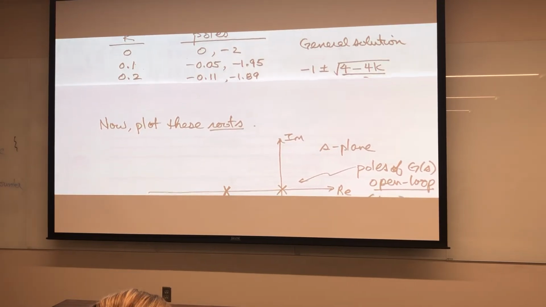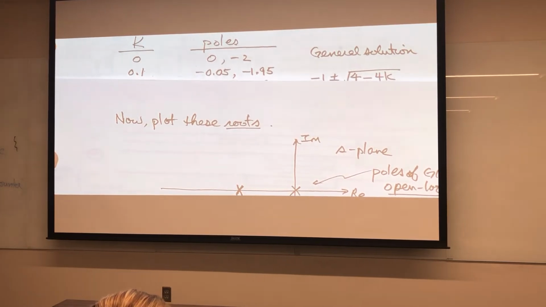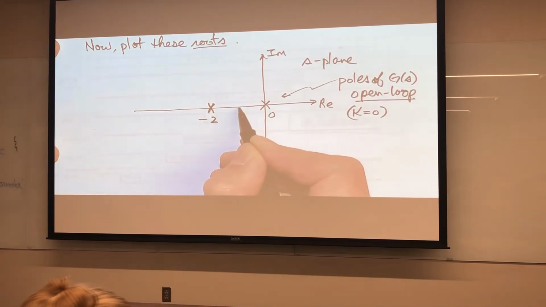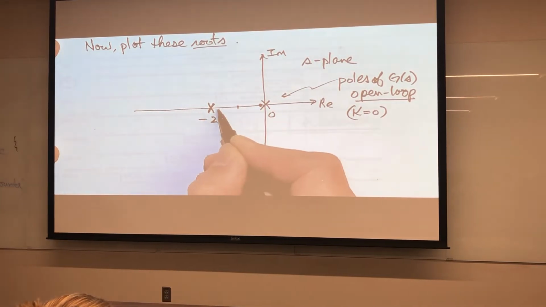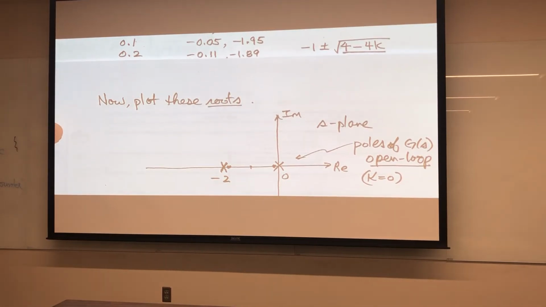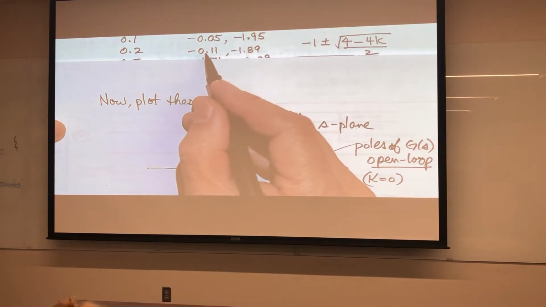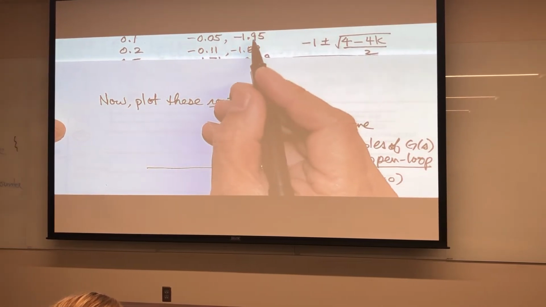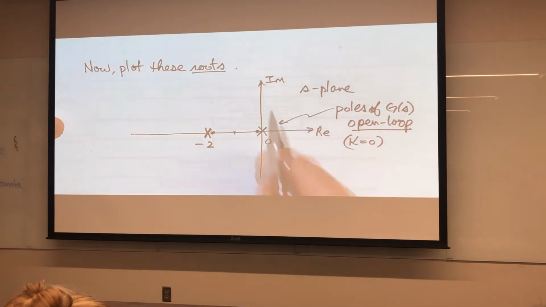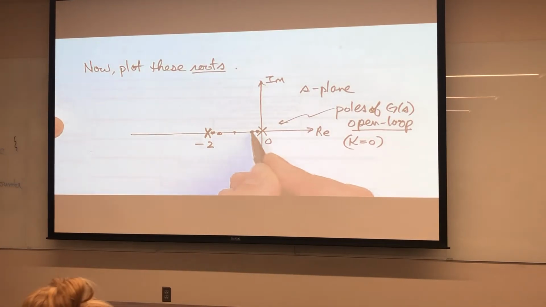And as k increases, we're going to plot all these numbers. Okay? So the next number is -0.05 and -1.95. It's roughly here and here. And then we'll do the next number, -0.11 and -1.8. See, this one's getting a little bit more negative. This one is getting a little bit less negative. So I'm up to about here and to here.